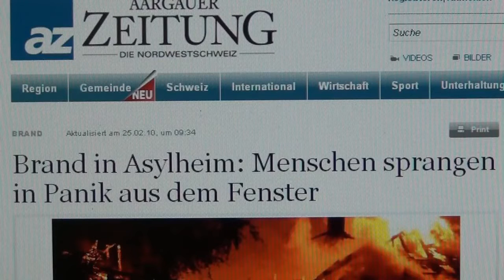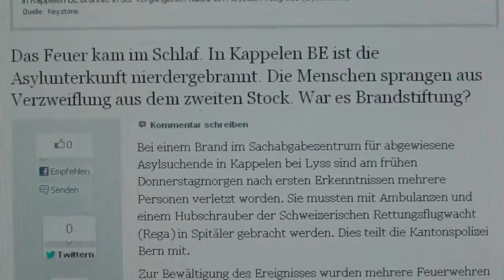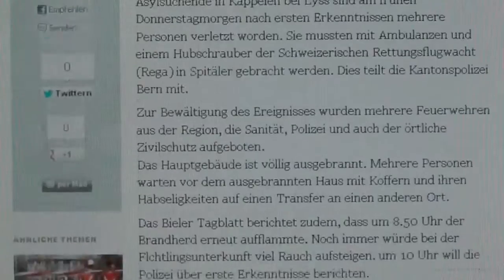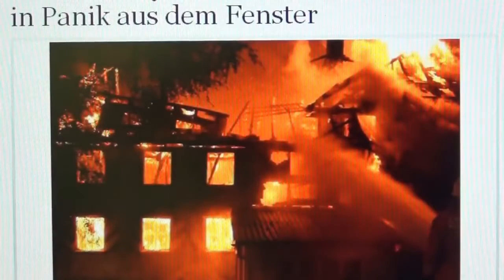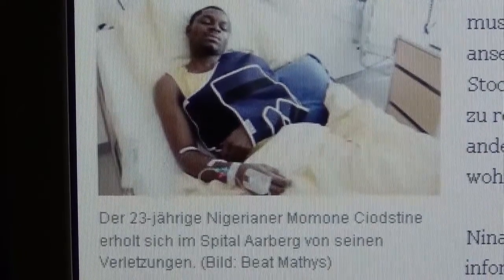Then, together with Stabilo Uno, the construction of concentration camps in Switzerland, and Stabilo Due, the army exercise, there is Stabilo 3, or Stability 3, in Switzerland. The burning of asylum seeker centers as on February the 25th, 2010 in Kappelen, as we can see here. And well, it says it was arson. 26 people got injured, pretty bad. So here we can see some of the injured people.